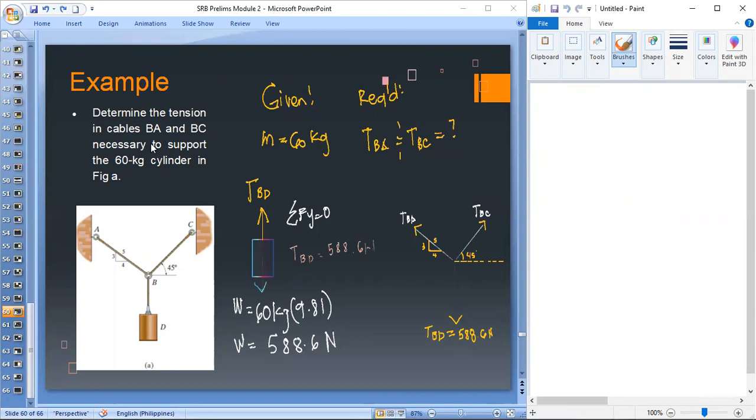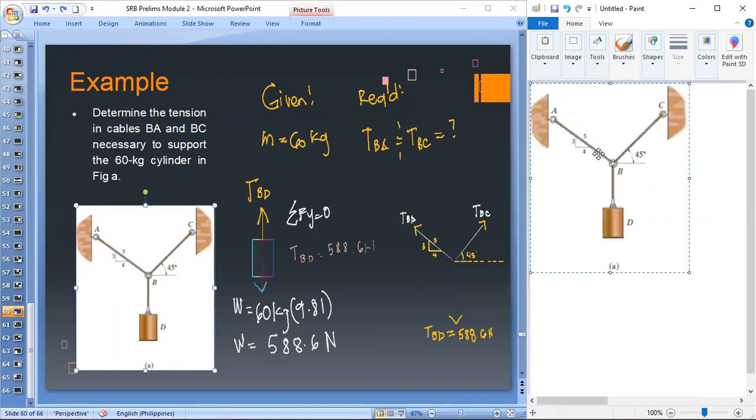Determine the tension in cables BA and BC. So, dito, copy natin. And then, given tayo ng 60 kilogram cylinder, then, required natin is yung tension ng BA and BC. So, free body diagram tayo. Dito naman sa part ito, sa baba. So, free body diagram. Free body diagram number one.